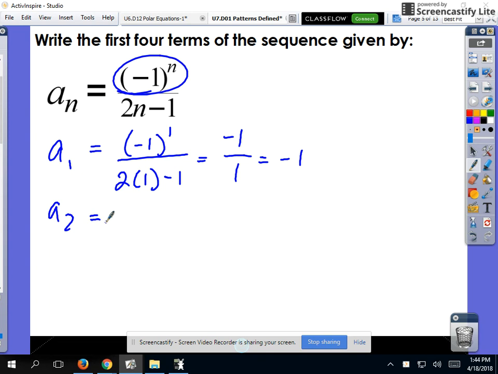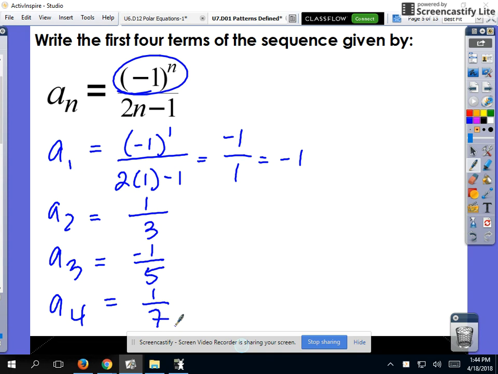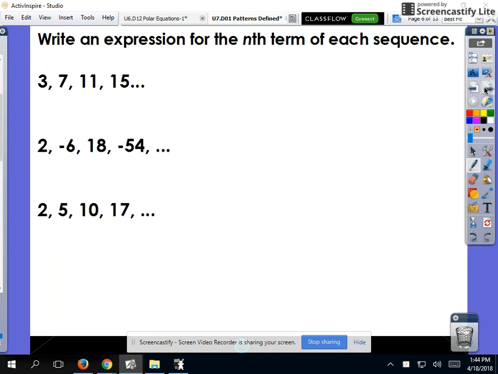A sub 2, we can plug that in. That'll give us a positive value on top. And then if we plug in 2, we end up with 3. A sub 3, that's negative again, and we have 5. A sub 4, that's positive again, and we have 7. Great work, you guys. Let's move along.